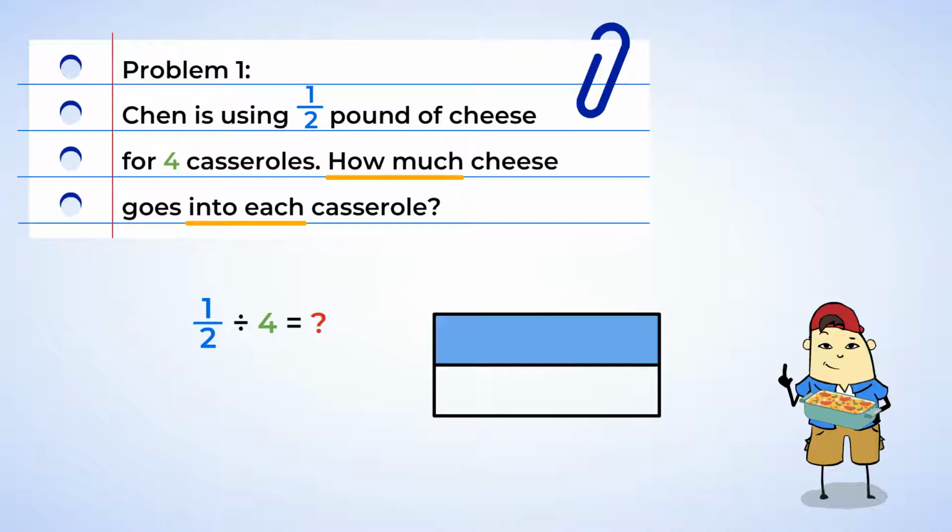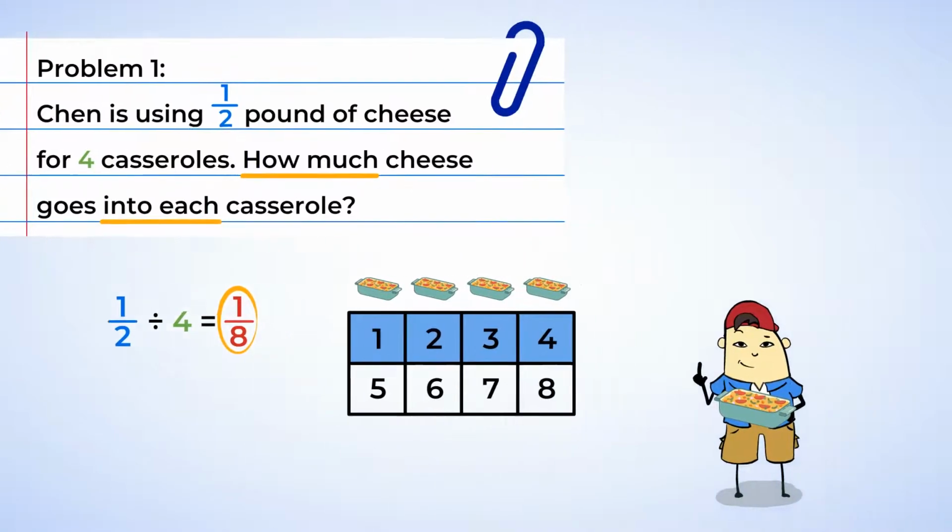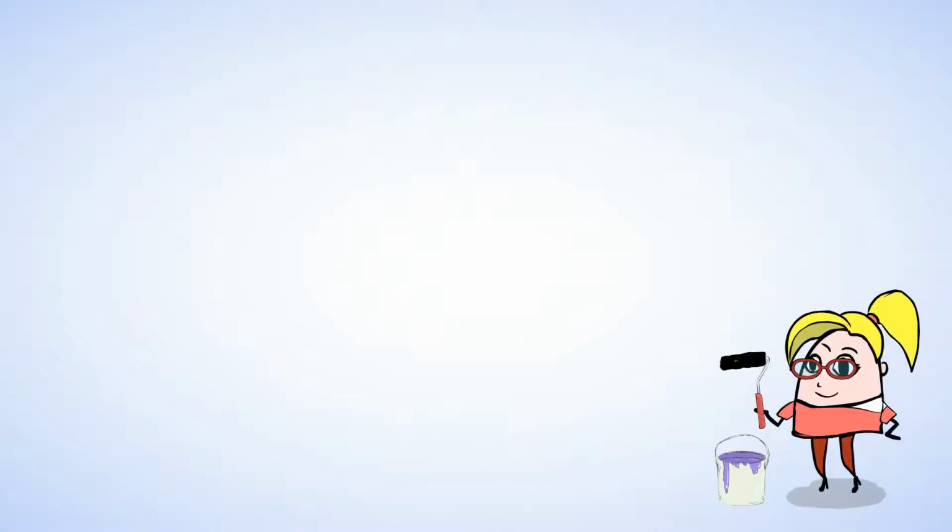To divide this by 4, we can create 4 columns. And there we go. Each of these columns represents 1 casserole. So there are now a total of 8 boxes. And 1 box is shaded in each column, which means each casserole will use only 1/8 of a pound of cheese. Nice job. Now while those casseroles are baking, let's help Jenny with painting her bedroom.